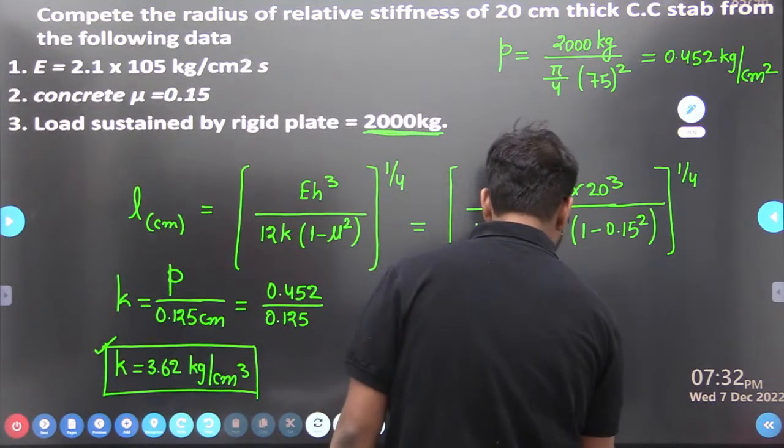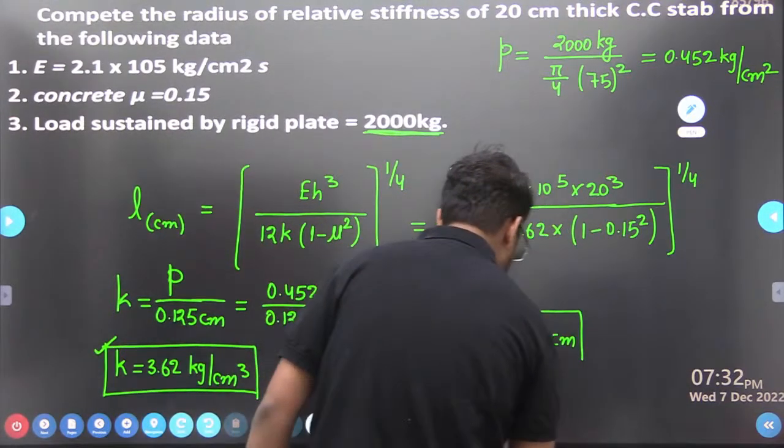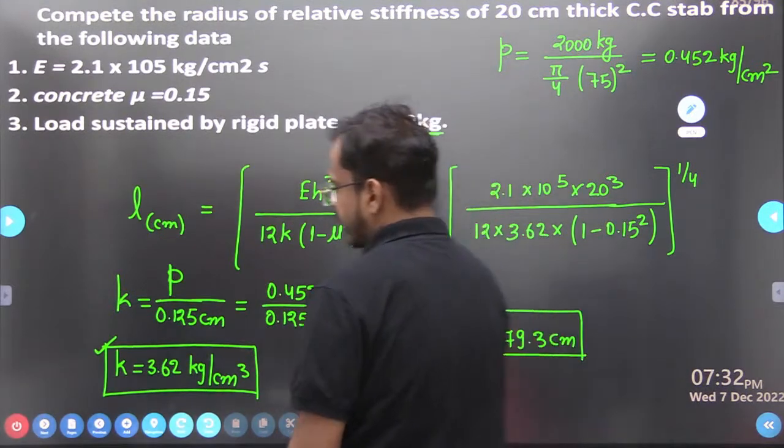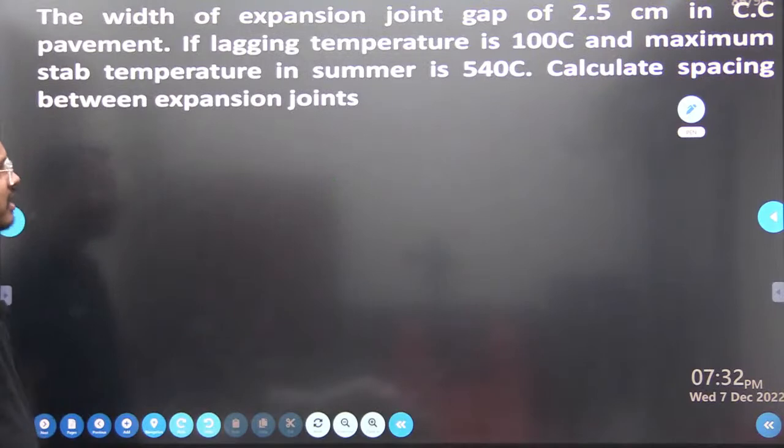Am I right? 79.3 centimeter. It is the value of radius of relative stiffness. Clear? So this is our correct answer. Clear to all of you? So the question is very easy but a little bit conceptual.